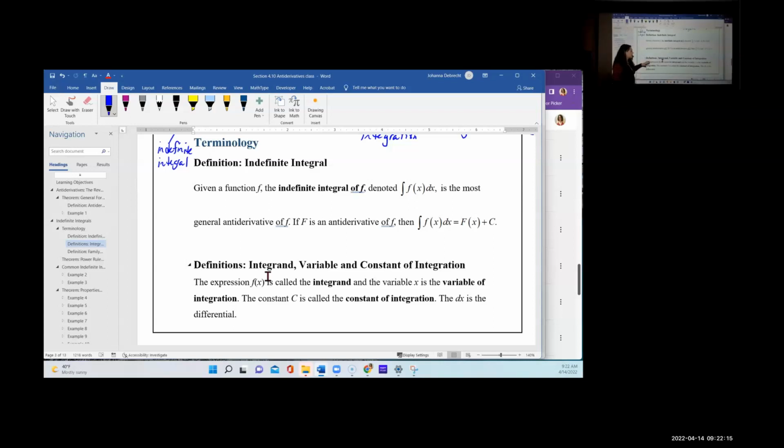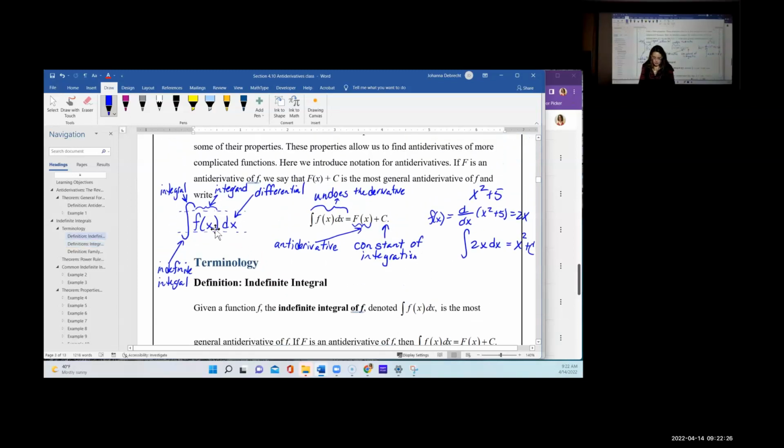Now we can talk about the integrand, the variable of integration, and the constant of the integration. The integrand, remember, is the part that's in the middle. All right, the integrand is the f of x, which is the function on which the derivative has already been done. So in our case here, the 2x. The differential is dx, and the variable of integration is x because x is the variable in the differential. So the differential indicates which variable to take the antiderivative with respect to.